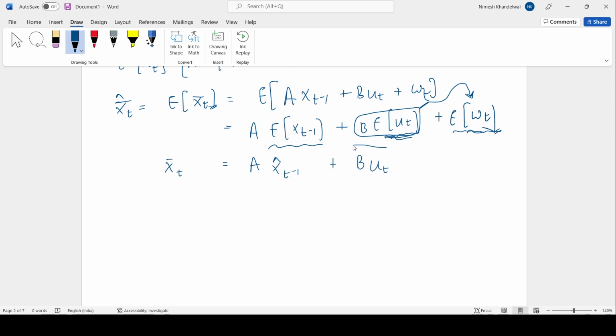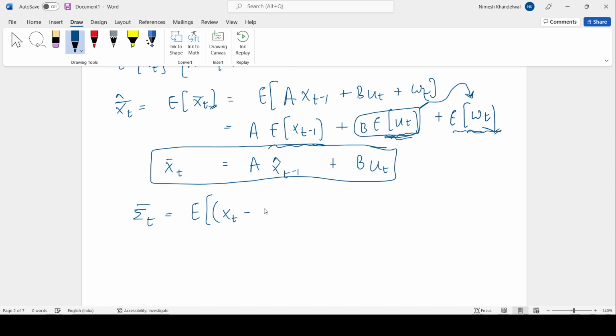So this is my x bar t. I have one of the intermediate quantities that I was looking for. Now I want sigma bar t. And how do we calculate the covariance? It is calculated as the expectation of x_t minus x bar t, times x_t minus x bar t, transpose.